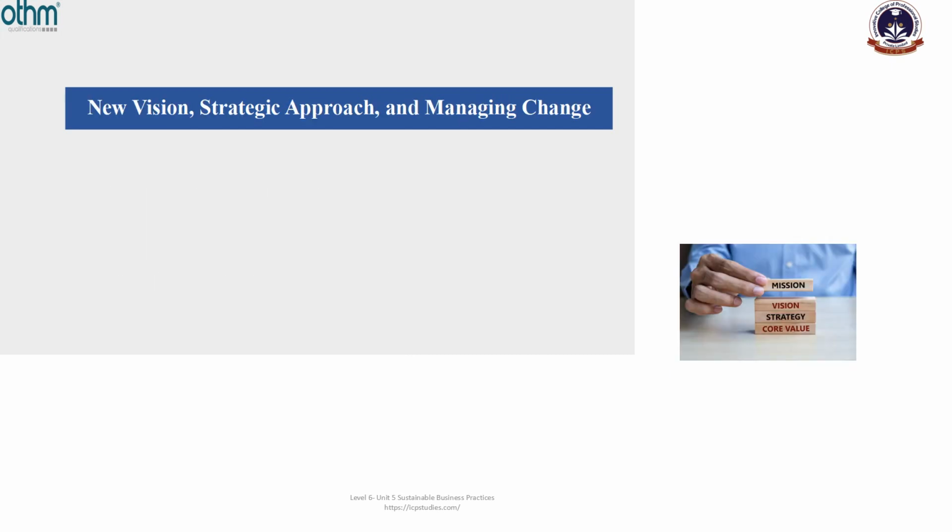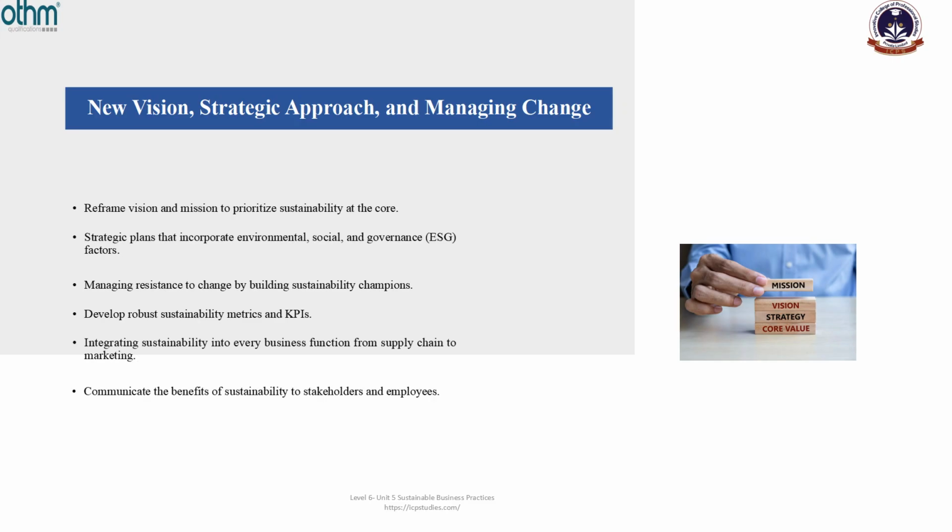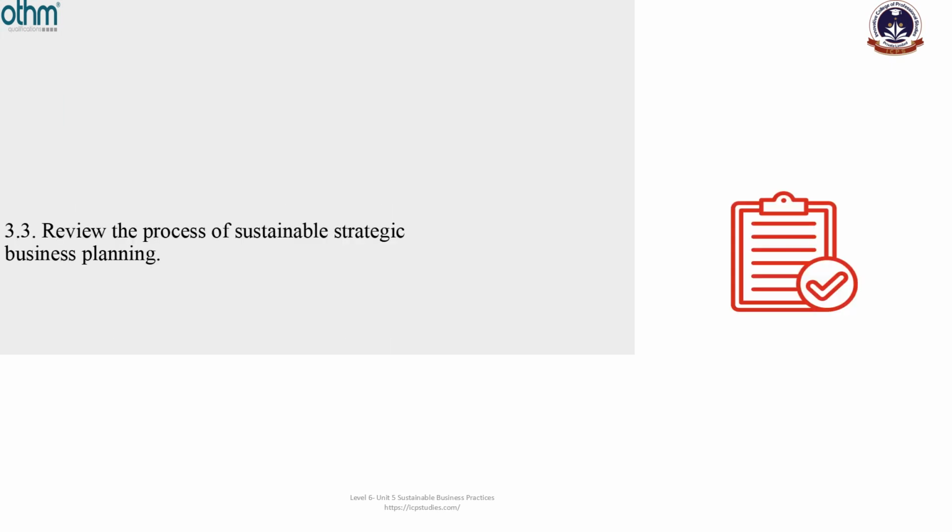Now we have new vision, strategic approach, and managing change. So we have to reframe the vision and mission to prioritize sustainability at the core. We must have strategic plans that incorporate environmental, social, and governance factors, that is ESG. We must manage resistance to change by building sustainability champions. There must be the development of robust sustainability metrics and KPIs. The integration of sustainability must be there in every business function, from supply chain to marketing, and we have to communicate the benefits of sustainability to stakeholders and employees.